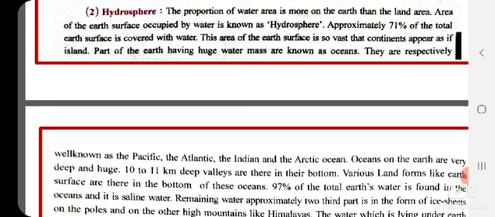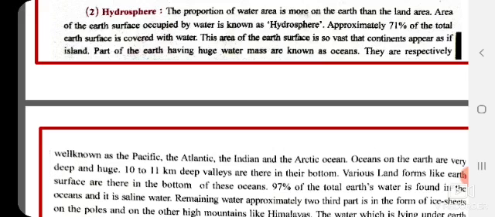Approximately 71% of the total earth surface is covered with water. From 100%, approximately 71% is covered with water. So we have only 29% of land area, approximately, we can say that.